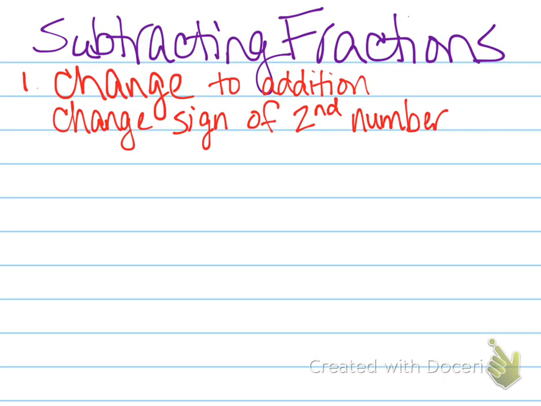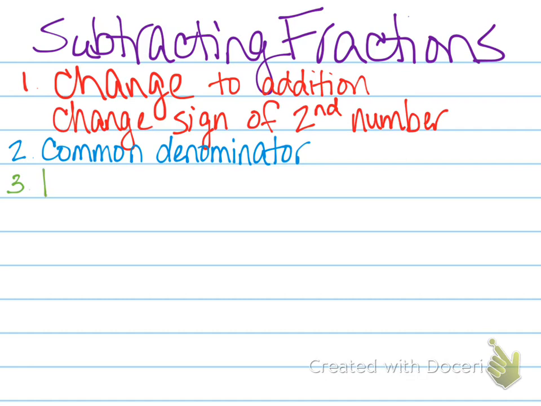Then anytime we deal with fractions, we must have a common denominator. I lie. When we're adding and subtracting fractions, we need a common denominator. Not always. Common denominator. And then we follow integer rules with the numerators.